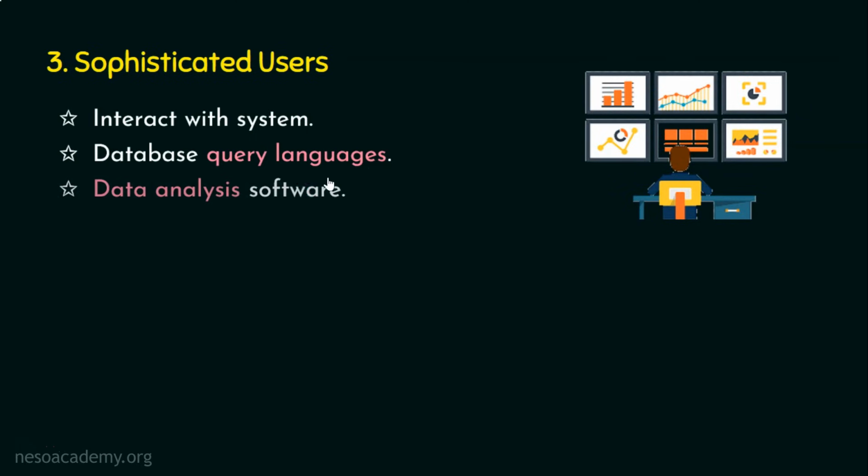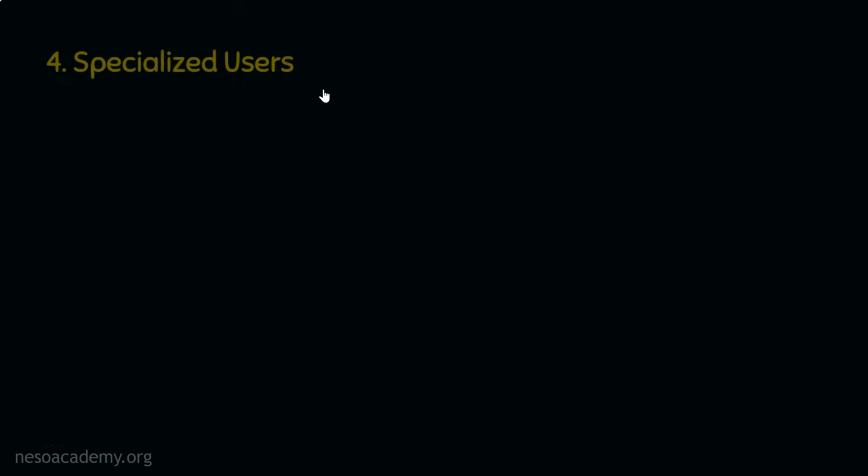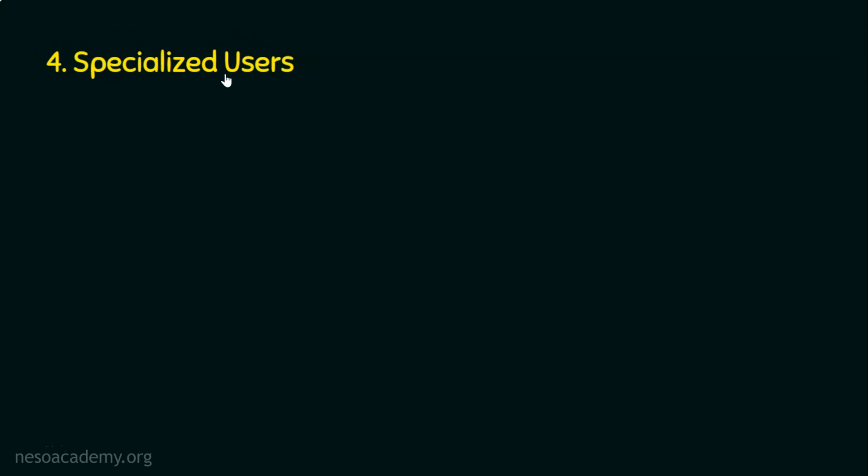And also they know how to use data analysis software because they are directly interacting with the database that contains data, and not only are they going to use the queries for just fetching the data or storing the data, they also use some data analysis software in order to do the analysis. As already mentioned in the first lecture of this subject, today there is a need for data analysts and business analysts in the job market. So these users will be able to know how to use some data analysis software. So we are done with the third type of users, the sophisticated users. Let's now move on to the fourth type of user, the specialized users.